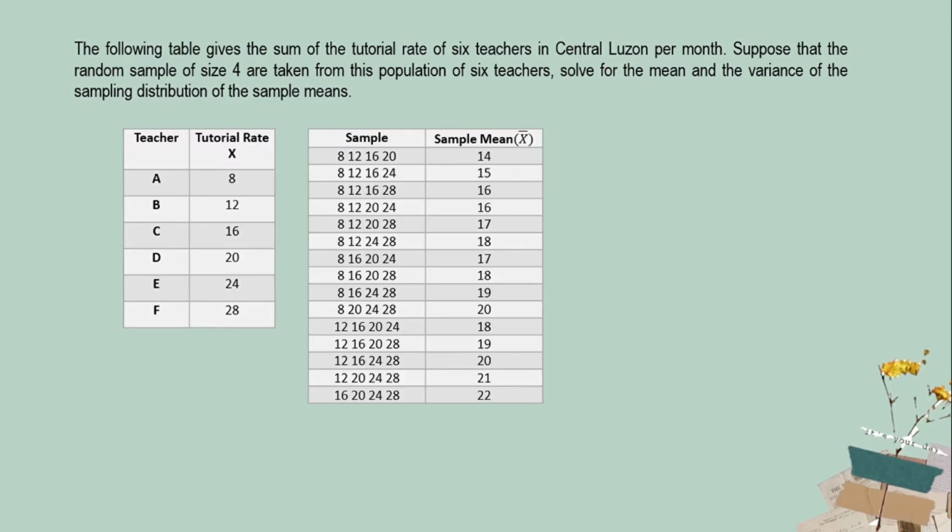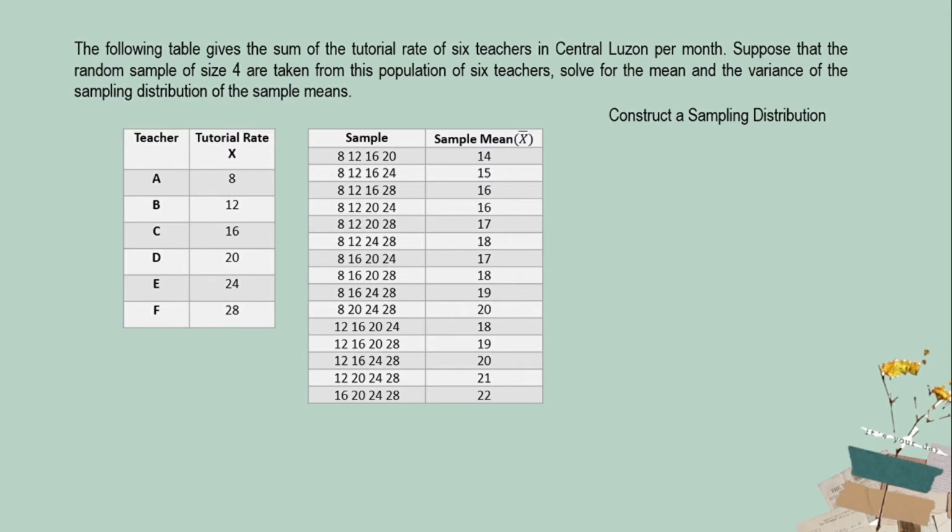So these samples are this one. These are the 15 possible samples. And to solve for the sample mean, we add them. 8 plus 12 plus 16 plus 20. Then we divide it by 4, which will give us 14. Then 8 plus 12 plus 16 plus 24 divided by 4, that would give us 15. So the same process ang ginawa natin dito para makuha yung mga sample mean nila.